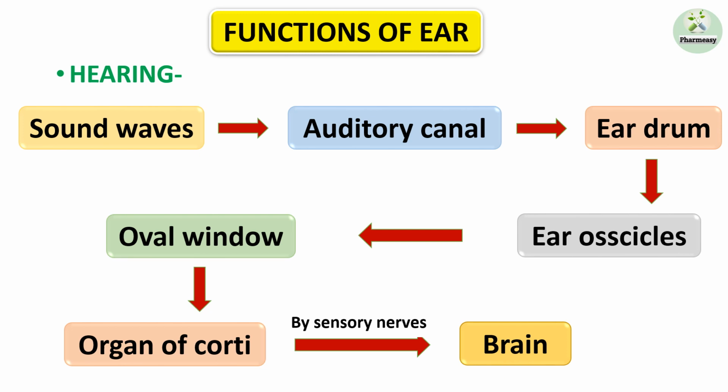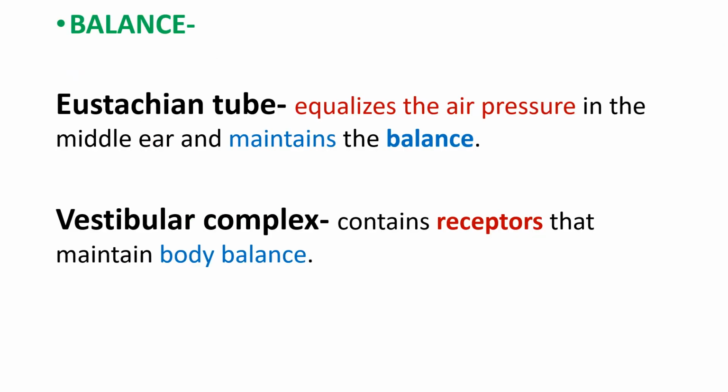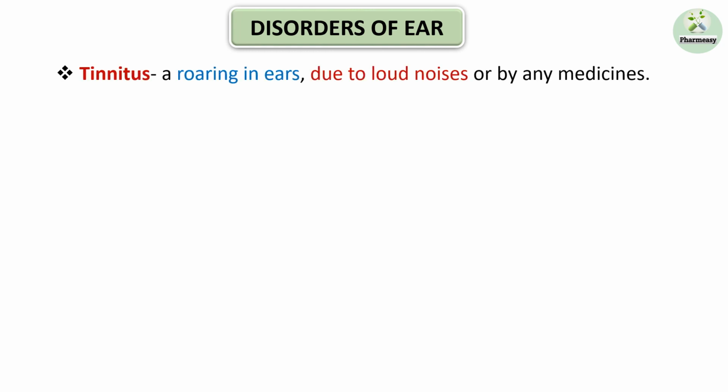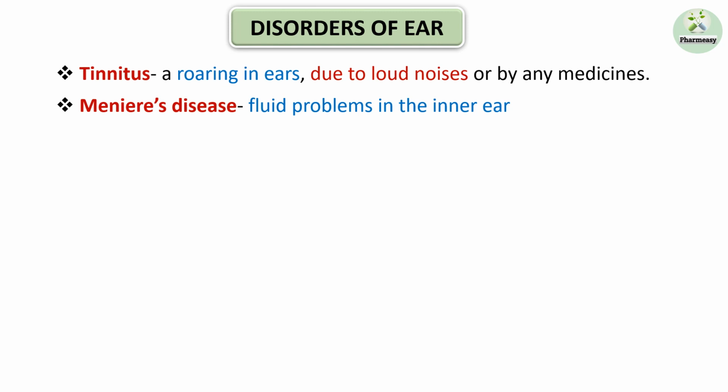And its next function is balancing. So, the eustachian tube equalizes the air pressure in the middle ear and maintains the balance. And the vestibular complex contains receptors that maintain body balance. Now, our next topic is disorders of the ear. Tinnitus. A roaring in the ears, and it may be due to loud noises or any medicines. Meniere's disease. It is a fluid-related problem in the inner ear.